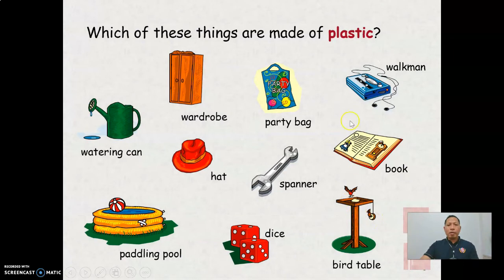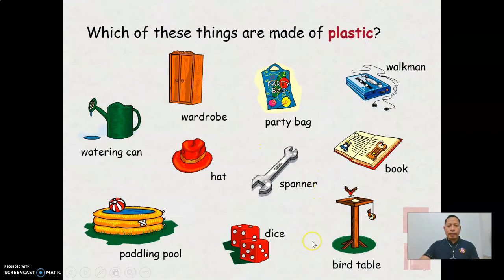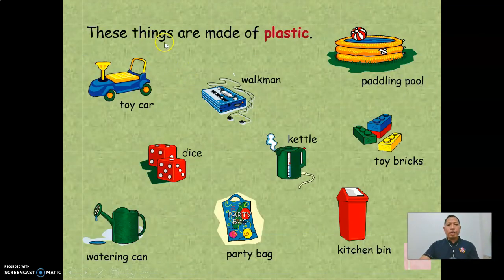Next, last one, a bird table. Made of plastic? Yes or no? 3, 2, 1, go. Good job. Next. These things are made of plastic: a toy car, a Walkman, paddling pool, dice, kettle, toy bricks, watering can, party bag, and kitchen bin.